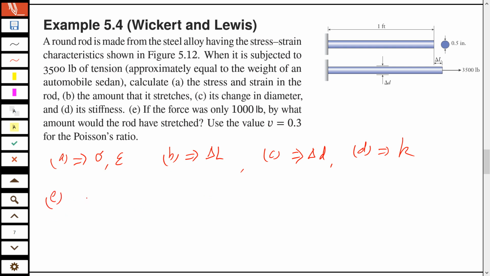That is, if the force, so now you change T, you have a new T, which is 1,000 pounds. Instead of this T, you have another T. By what amount would the rod have stretched? So now you want to find that new delta L, not this one, but the new one corresponding to this load.